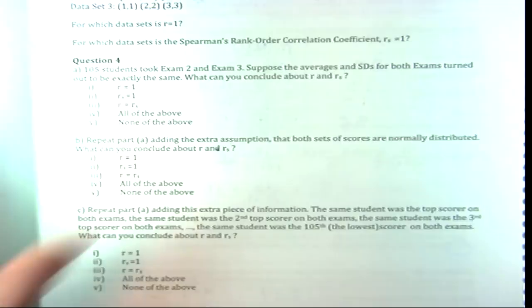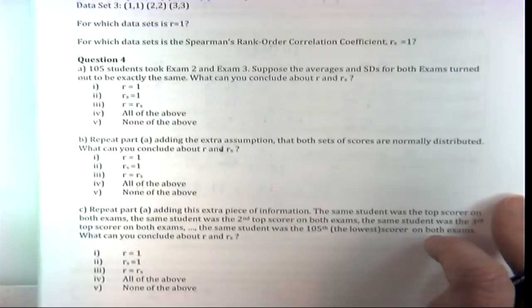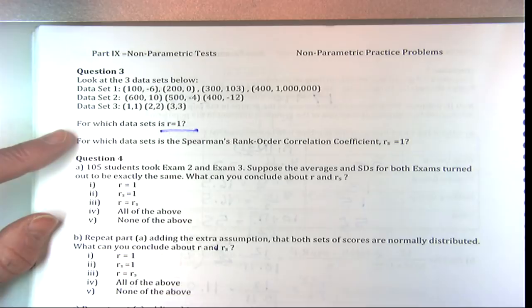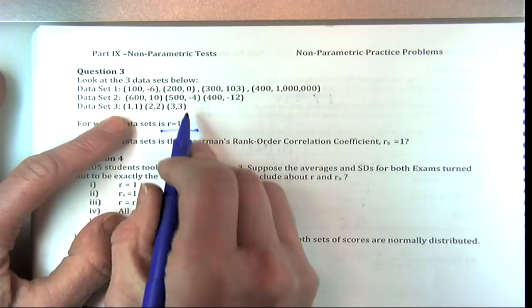Let's keep going. And now look at these three data sets. For which data set, this is just understanding what a Spearman rank correlation, what a correlation coefficient is. If you have a correlation coefficient of 1, that's a line with a positive slope. Well, this one clearly is a line. 1, 1, 2, 2, that's a perfect correlation. So you know it's data set 3 for sure.